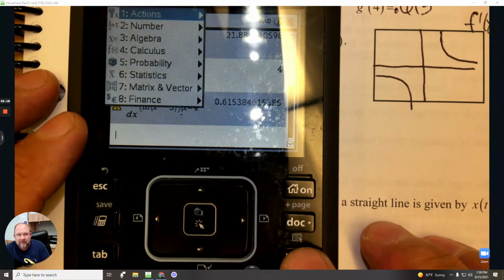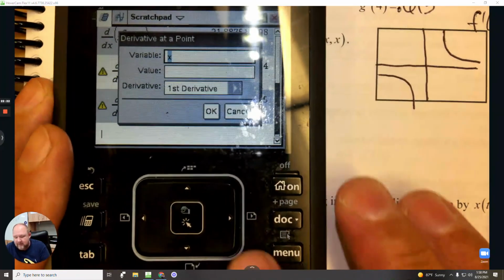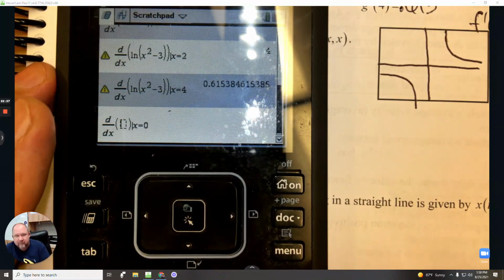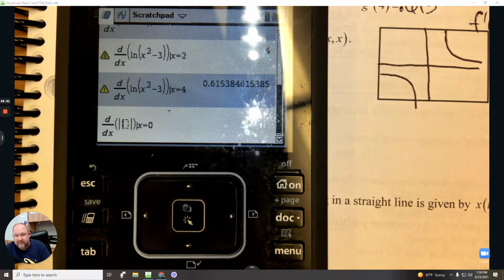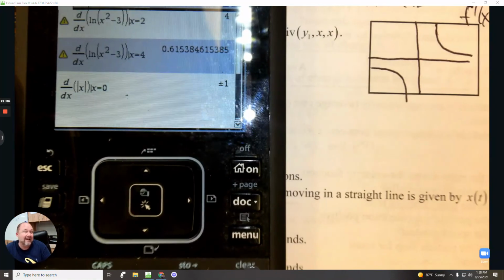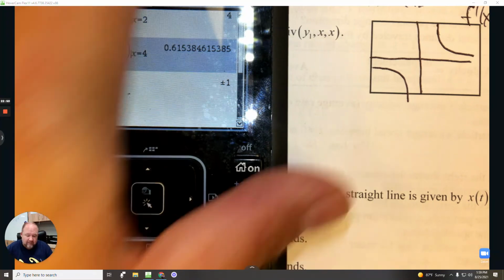So we can go back here. We're going to press menu. We're going to do calculus and derivative at a point. And the value is at 0. And then the function is the absolute value of x. Let's see what it does. Oh, it says positive and negative 1. Well, because there are two answers at the same time, therefore the derivative doesn't exist because they don't agree on the answer. You can't have two answers at the same time that are different for a derivative at a value, so the derivative doesn't exist.